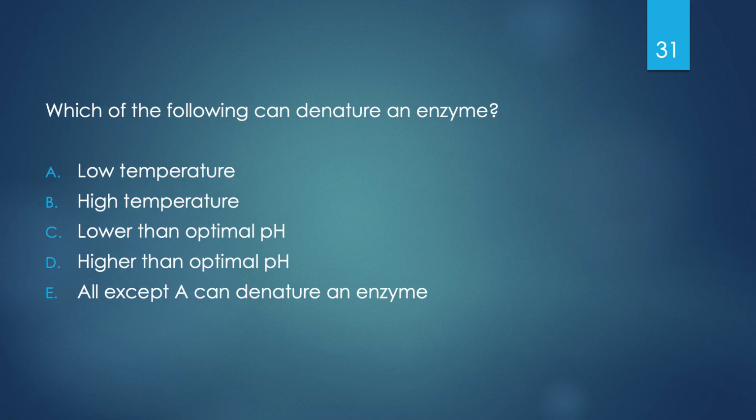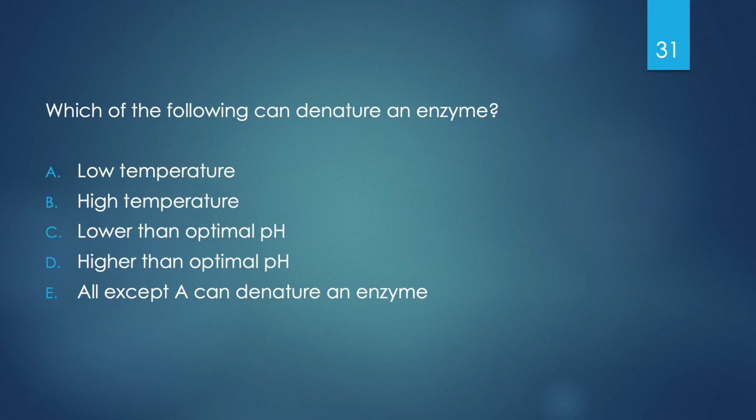Which of the following can denature an enzyme? A, low temperature, B, high temperature, C, lower than optimal pH, D, higher than optimal pH, or E, all except A can denature an enzyme. Well, this is a tricky question because the question is asking which can denature an enzyme. We're not talking about what can make the enzyme process slower. We're talking about denaturing it fully, right? We know that heat for sure will denature a protein, right? We boil an egg and that denatures the proteins in the egg and we get a hard-boiled egg as opposed to a raw egg. So we can rule out B.